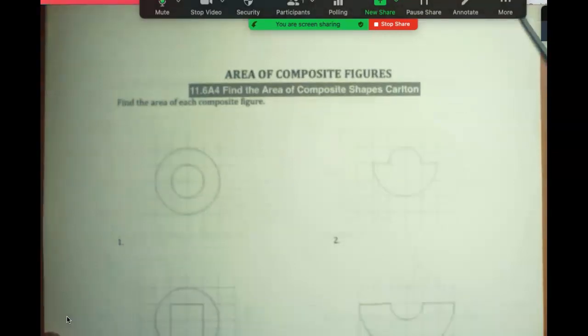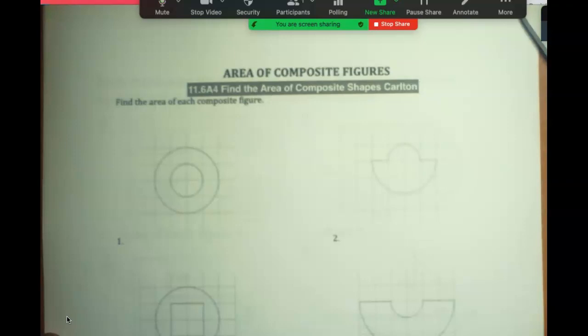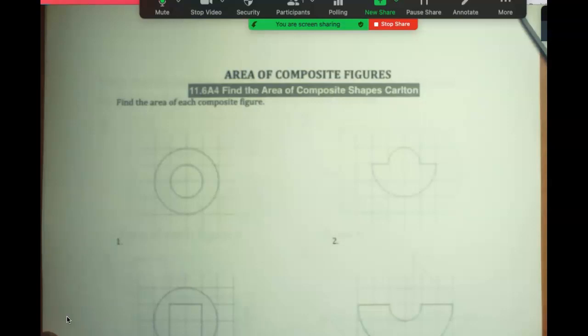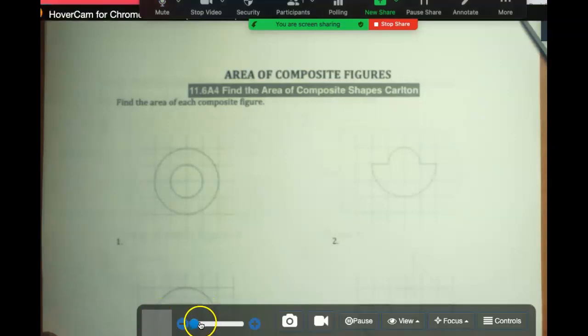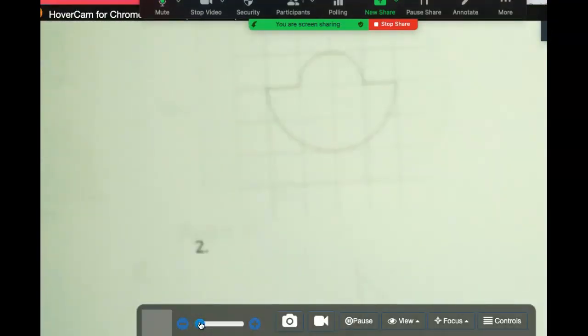Hello, this is a tutorial on 11.684 where we're going to find the area of these composited shapes. Well, there's a couple of ways you can do this. Some people just kind of count and number these. So I'm going to try to do that. I'm going to number these here.